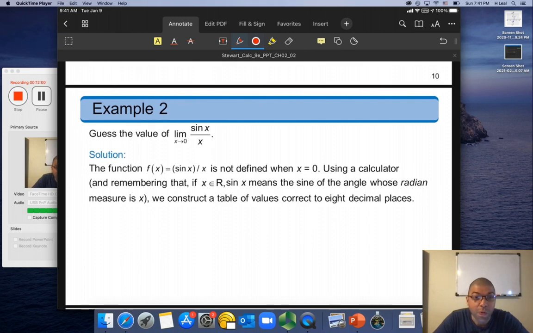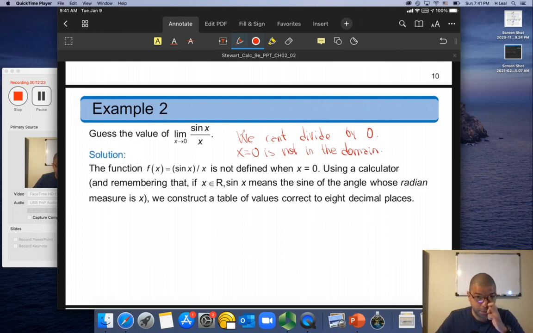Why do we need to guess it, right? We cannot make x equal to 0 because of this. We cannot divide by 0, right? So that means x equals 0 is not in the domain, so we can't plug in x equals 0, right? Okay, that's the first issue. We want to know what happens when x approaches 0 to this expression. So we're going to call it f of x. That's what this text box is saying here, that f of x equals sine x over x.